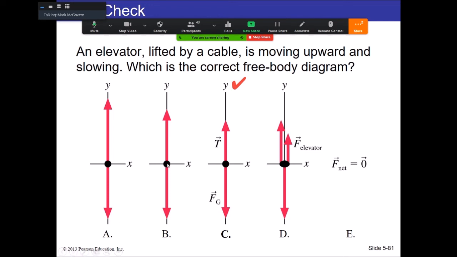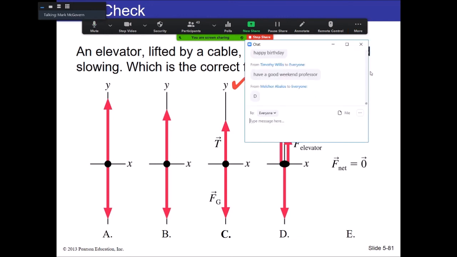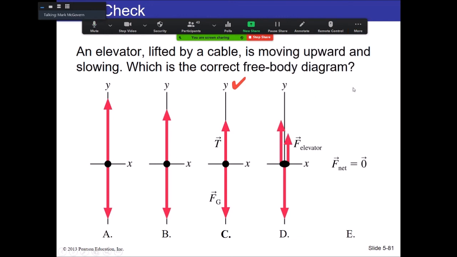B would be equilibrium. A would actually be accelerating upward. F is just wrong. E and B are the same, pretty much, although E is not a free body diagram, right? And D just doesn't make sense because there's an extra force which has no agent. So it is C.